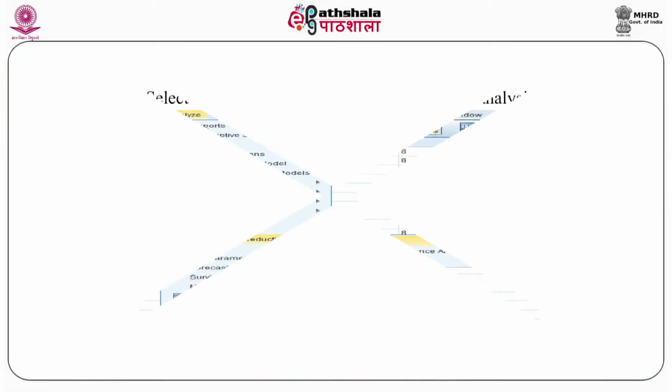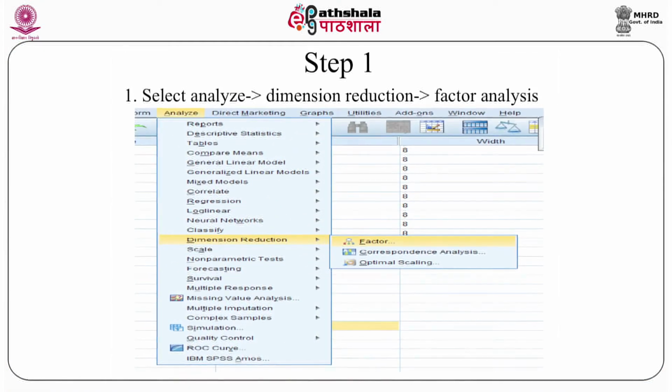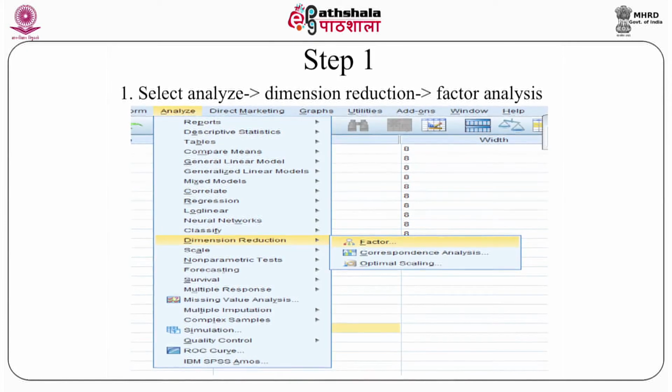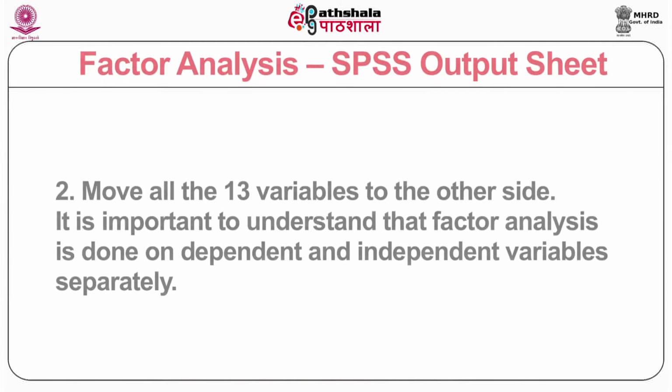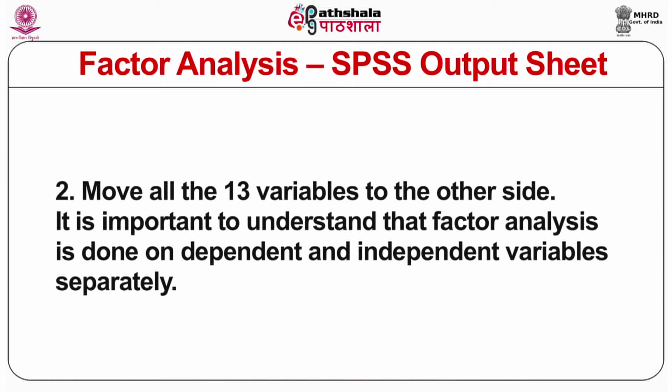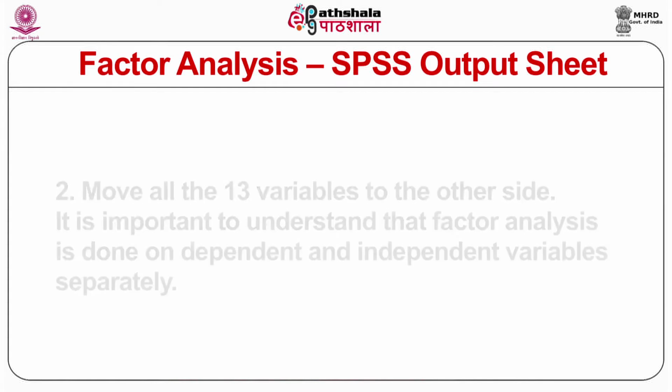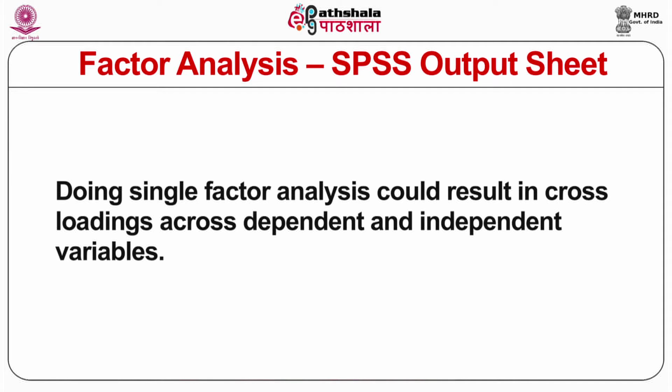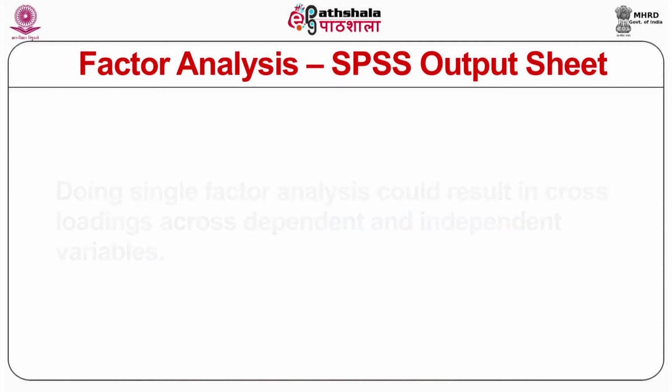Now, let's take the step-by-step approach of conducting factor analysis in SPSS. Step 1. Select Analyze, Dimension Reduction and Factor. Step 2. Move all the 13 variables to the other side. It is important to understand that factor analysis is done on dependent and independent variables separately. Doing a single factor analysis could result in cross-loading across dependent and independent variables.